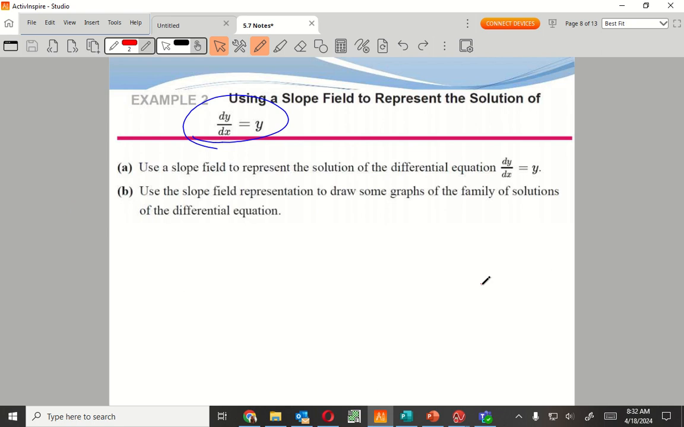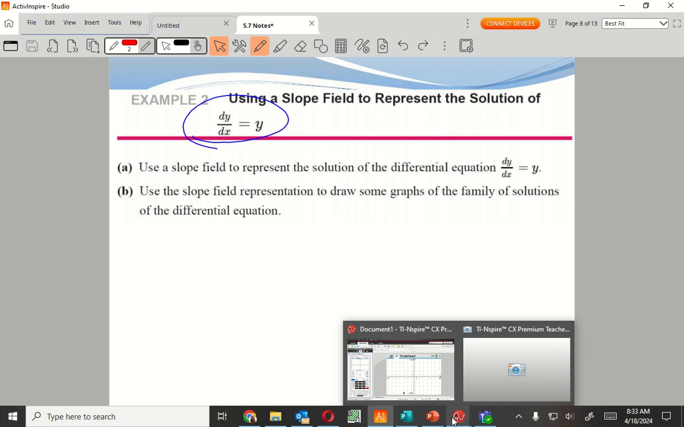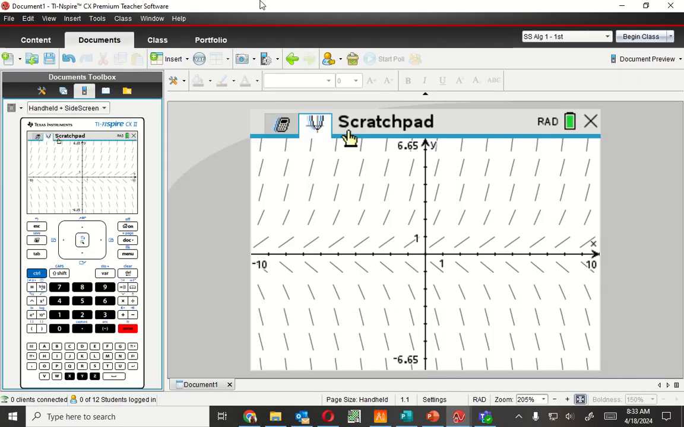Now let's go back to the question here. Use the slope field to represent that equation, and draw some graphs of the family of solutions of that equation. Let's go back to the calculator, and hopefully this might actually make sense.